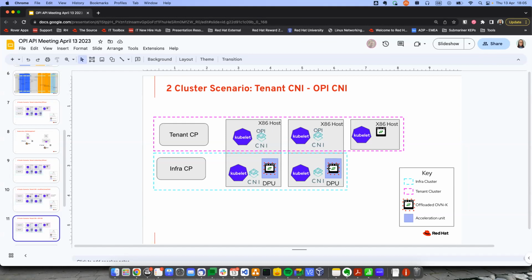So let me break this problem into 3 parts. First is whatever CNI traditionally was running on a host, now we are thinking of moving it to DPU. So that's problem statement number 1, that the existing CNIs are not going to run on DPU. So for them to do an offload of tenant networking flows, the proper CNI is now running on DPU.